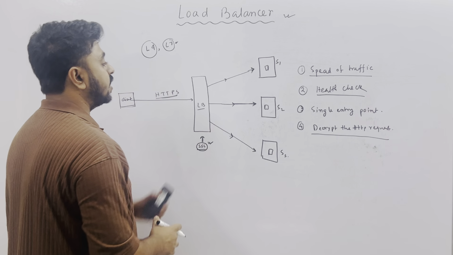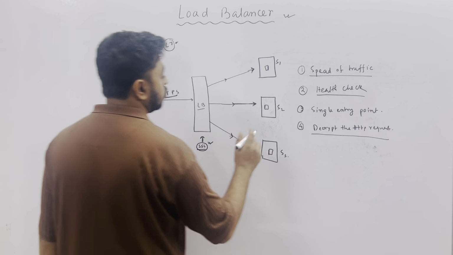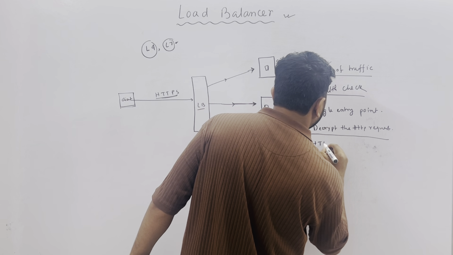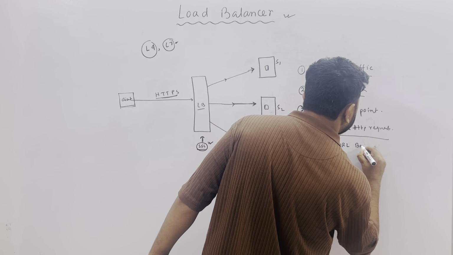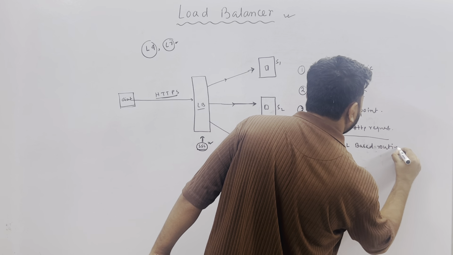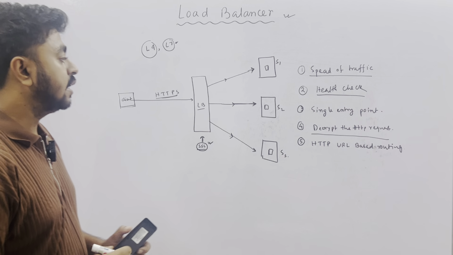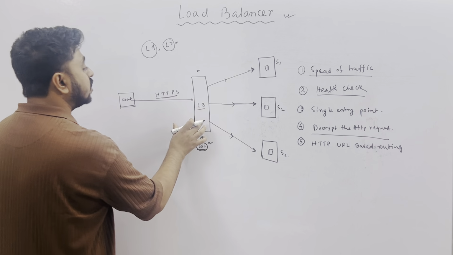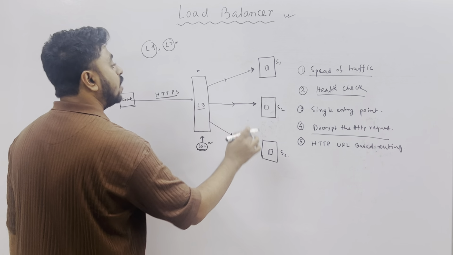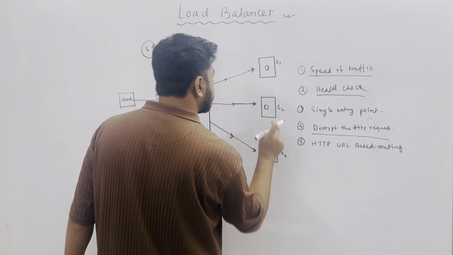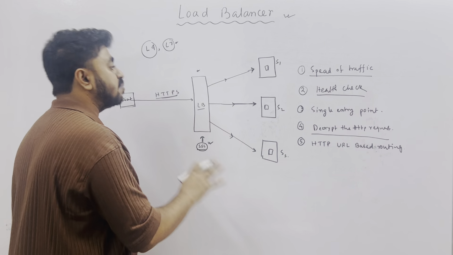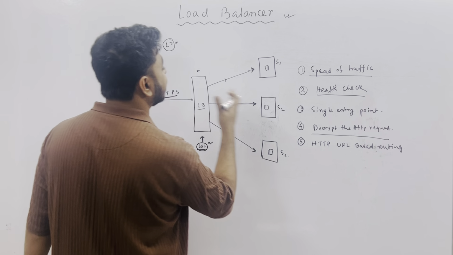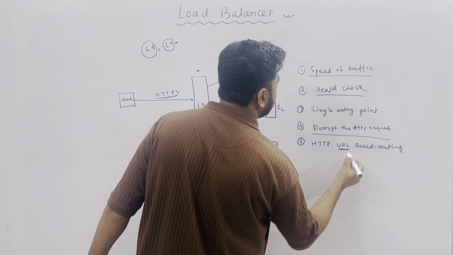So it will be an overhead for S2 and S3, right. So this work is also done. Another thing is HTTP URL based routing, right. What does that mean? Till now, whatever we have seen, the load balancer is distributing the load across these three servers, and the application deployed in these three servers is the same application, right. So the load balancer is not balancing the load based on the URL.